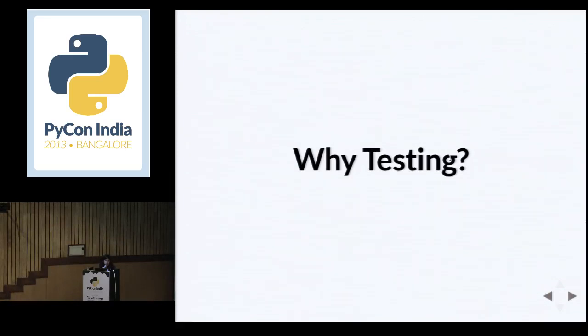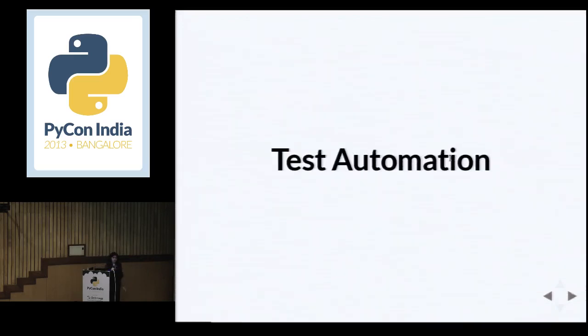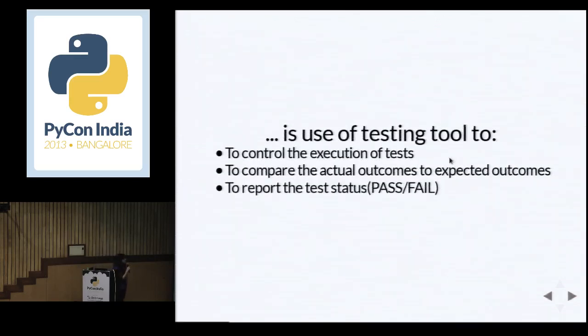Now, one may think of manual testing as an approach for testing. A manual tester may have to check a lot of databases, fill in a lot of forms, and check the outputs on the screen. And once a project expands, the regression testing simply becomes uncontrolled. So, one should move to test automation. Test automation is nothing but the use of a testing tool to control the execution of tests, to compare the actual outcomes against the expected outcomes, and to report the test status, whether the test case passed or failed.